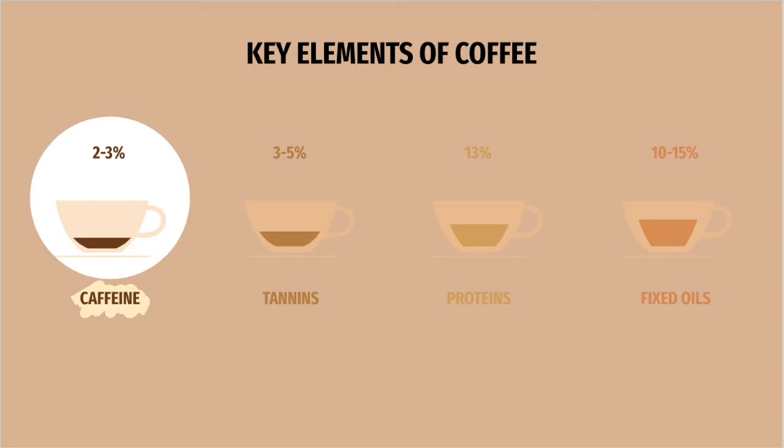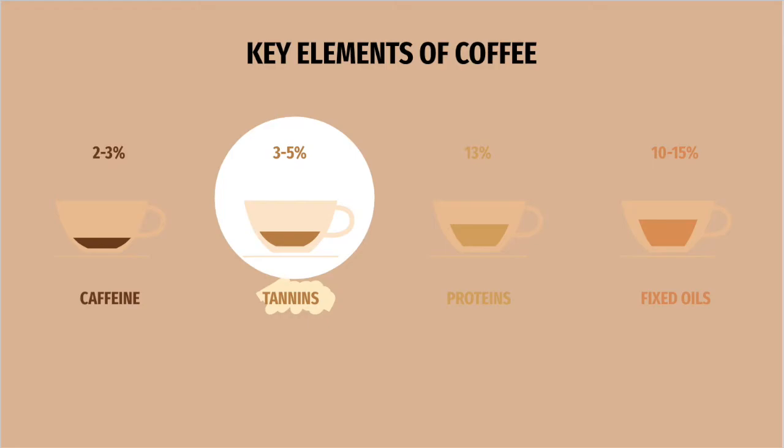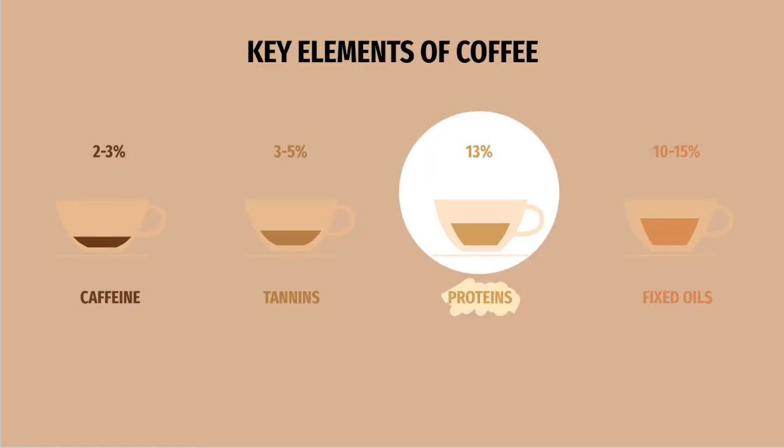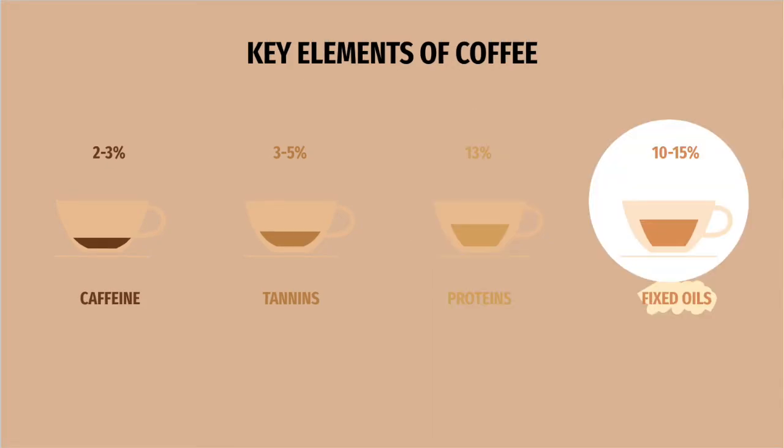One of the prime constituents of coffee is caffeine, which I'll talk about later in this video. It makes up 2 to 3% of your actual coffee. 3 to 5% are made of tannins, which are a type of plant compound well known for their bitter flavors and their ability to easily bind with proteins and minerals. 13% is made of proteins. And lastly, 10 to 15% make up the numerous amount of fixed oils that are present in coffee.